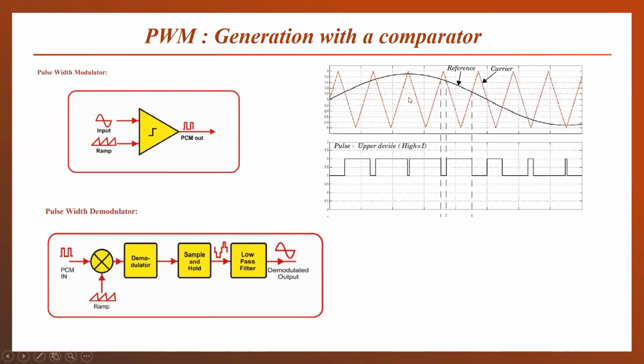You can see in the second graph, when the amplitude of the message signal is higher than the carrier signal, the comparator will provide a positive output. A particular threshold level is set here, and when the message signal is higher than the carrier signal, the comparator output will be high, and when the message signal is less than the carrier signal, the comparator output will be low.